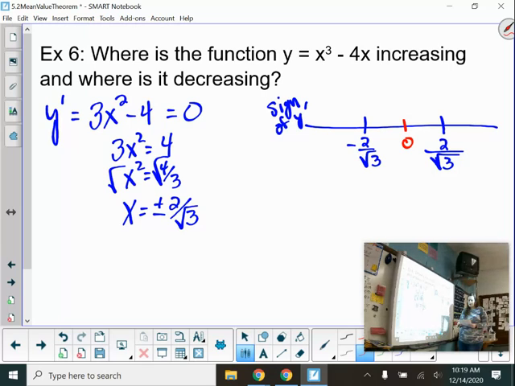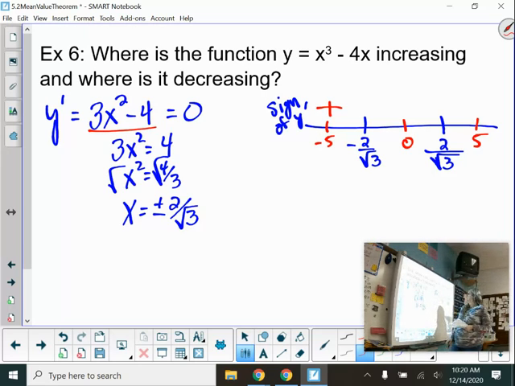You don't have to know exactly what the value is as long as you pick something that's definitely greater or definitely less. So for example, I know that 5 is going to be greater than the greater one, and negative 5 is going to be less than the lower one. So I'm going to plug all of these in, and I'm going to see if I get a positive or negative value in the derivative. If I plug in negative 5 here, 3 times negative 5 squared minus 4, I don't need to know the exact value, but I do know that that is positive.